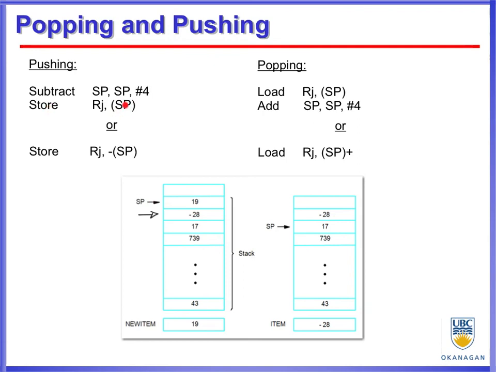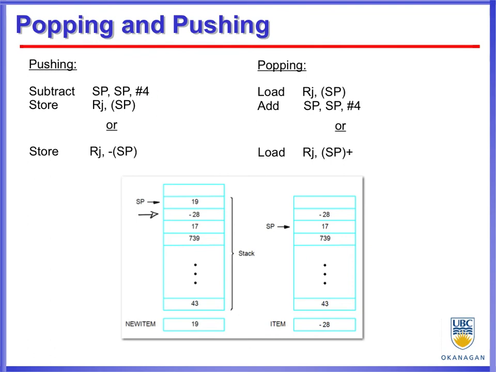And now I can use that to store my number, RJ, which has 19 in it, at that new address. Or if my instruction set has the auto decrement feature, then I can just do it in one instruction, right? This is going to say, okay, take the address that SP has in it, which is currently this address, subtract 1 memory word from it, 4, update SP with that, and put the value in RJ at that address. It's doing the exact same thing as these 2 instructions.